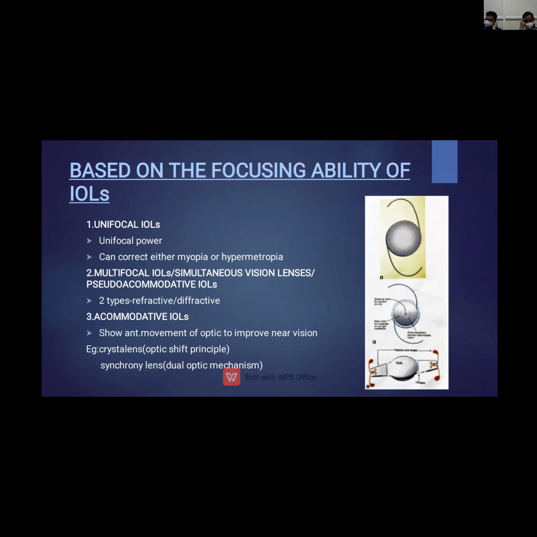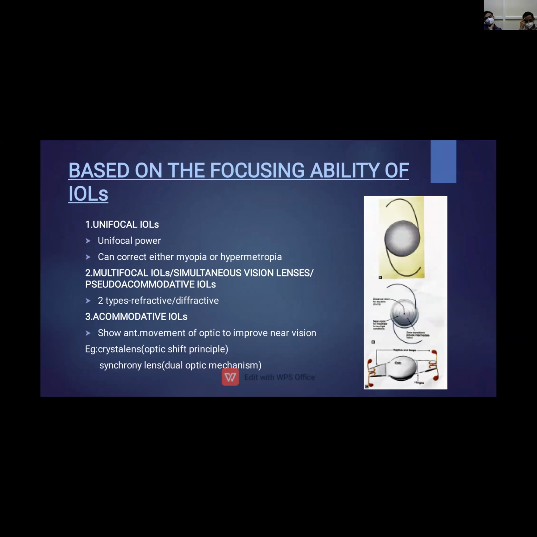Based on the focusing ability of intraocular lenses, these are unifocal intraocular lenses, multifocal intraocular lenses, and accommodative intraocular lenses. Unifocal intraocular lenses have unifocal power. They can correct either myopia or hypermetropia, but they cannot correct both. Multifocal intraocular lenses are simultaneous vision lenses or pseudo-accommodative intraocular lenses. These are two types, refractive or diffractive.